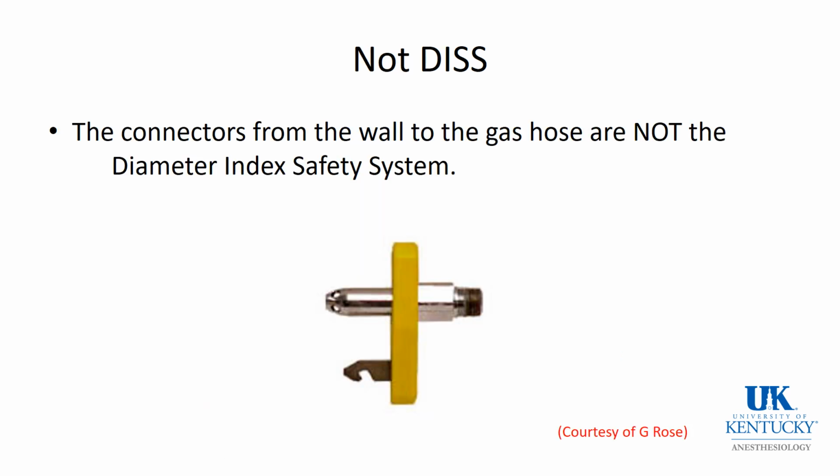Now at the other end, there is a special connector that goes into the wall. This is not the DISS system, but again, these are unique to each agent so that you can't plug the wrong cord into the wrong thing. Of course, if someone puts the wrong connectors on the wrong tube, it could be a problem.